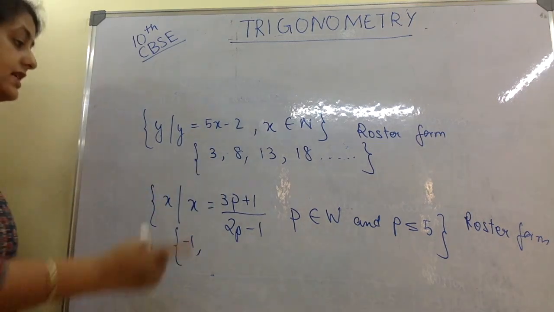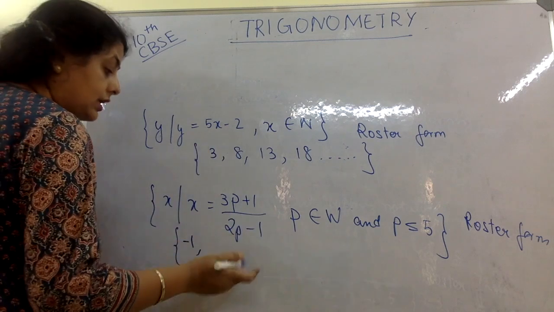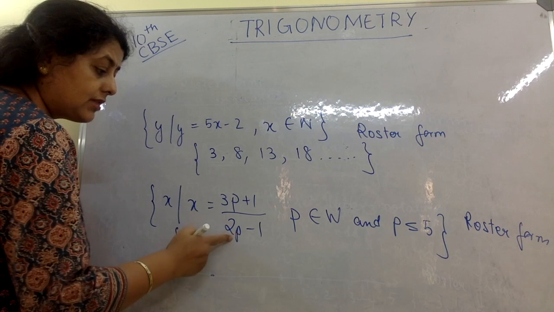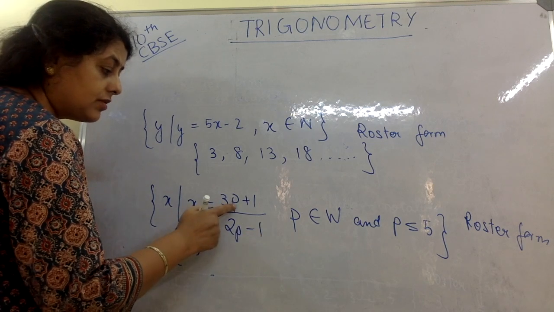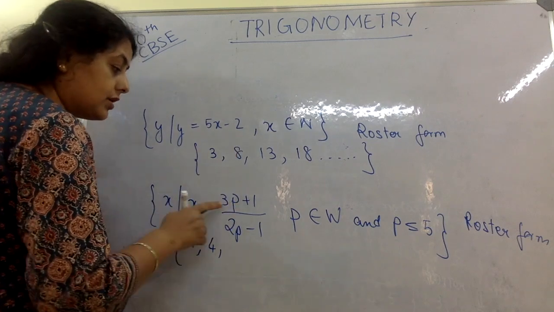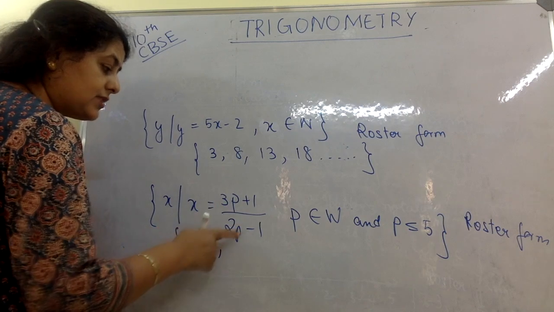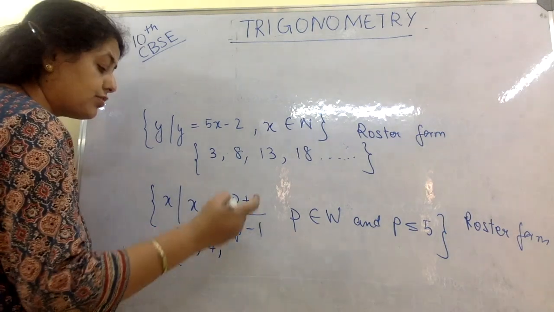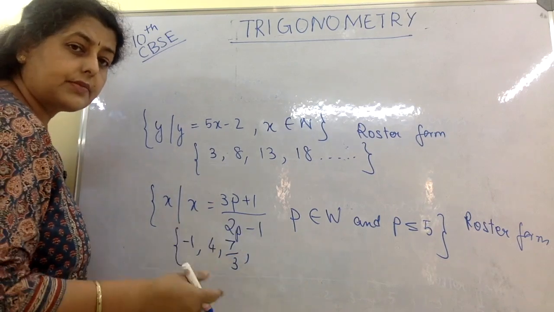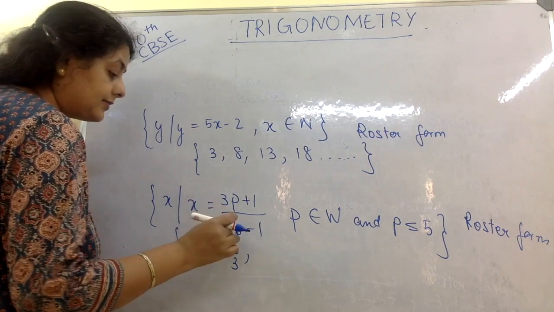Next one, I'll put a 1 now, the next whole number. Once I put 1 here, this upper one becomes a 4. Here it becomes 2 minus 1, 1. So it is 4 by 1, 4. Then I'll take a 2 here. This is 6 plus 1, 7, and 4 minus 1, 3. So 7 by 3. Even fractions can be included.